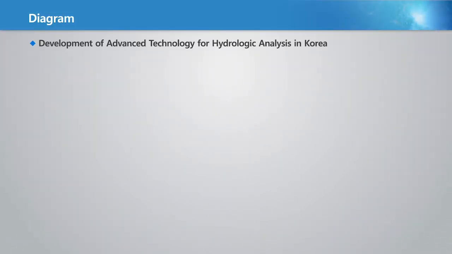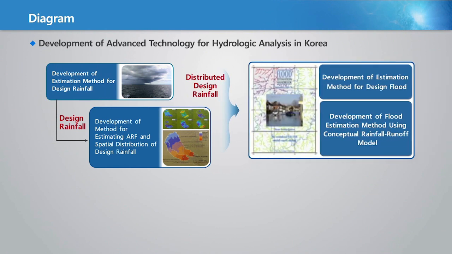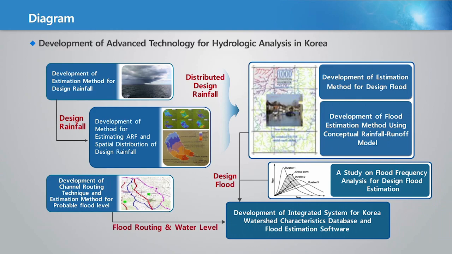Division 3 consisted of 3 parts, which are rainfall, flood, and flood routing. In rainfall part, estimation methods of design rainfall method, temporal and spatial distribution methods are developed. In flood part, estimation methods of design flood by rainfall runoff model, frequency analysis, and conceptual rainfall runoff model are developed. Finally, integrated flood estimation software includes all research outcomes and interworks together.